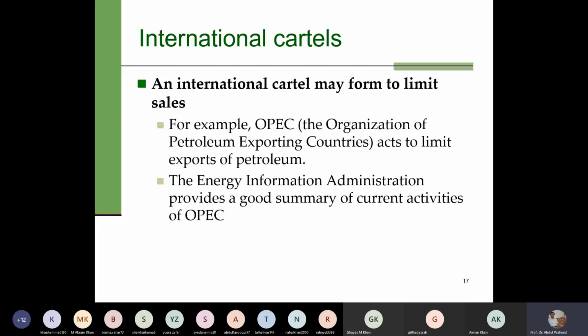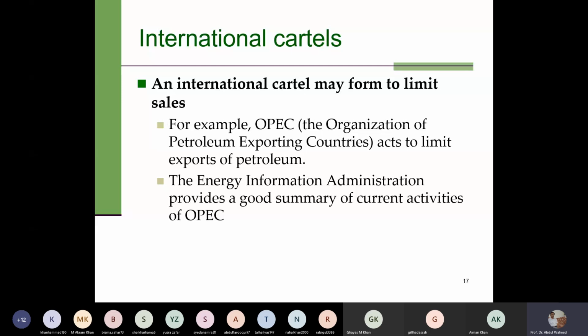We see the same cartel internationally. OPEC, the Organization of Petroleum Exporting Countries, is an example of an international cartel, where the petroleum exporting countries come up with an agreement. They will produce this much petrol so that they can charge a higher price in the international market and earn greater profit. Once the total production is decided by OPEC, each country gets its share of production.